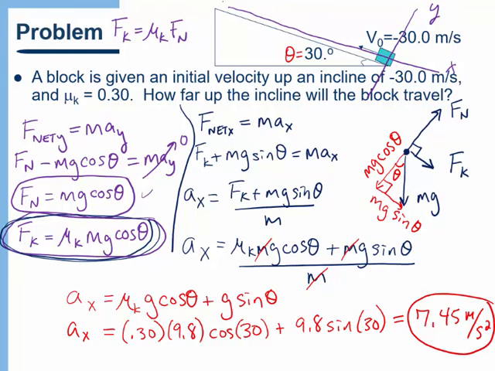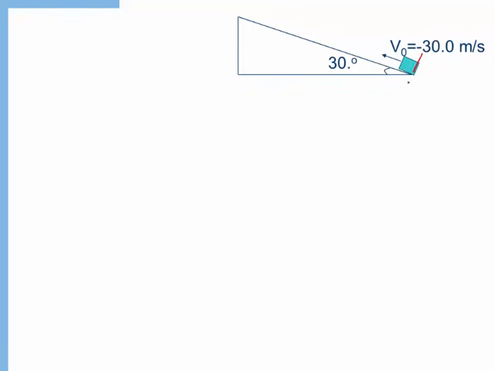Okay, now that we've got the acceleration, we can solve for the question we're being asked, which is how far up the incline will the block travel? At this point, once we know the acceleration, it's just a kinematics problem. Remember that I set my origin here, and therefore you'll notice that the block should end up with a negative final position because we're to the left of the origin.